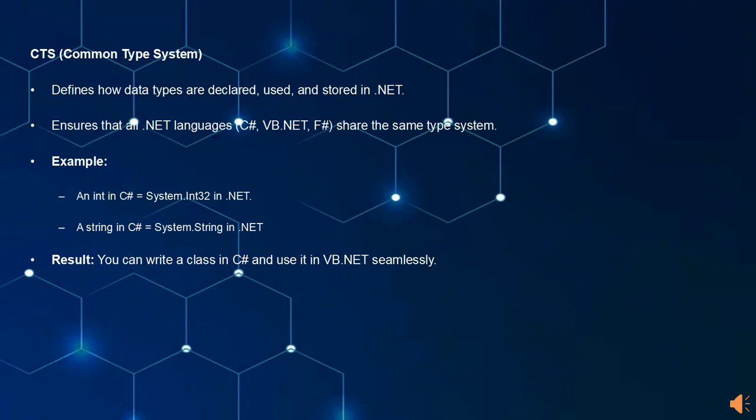Now let's understand CTS, the Common Type System. 1. Defines how data types are declared, used, and stored in .NET. 2. Ensures that all .NET languages, C#, VB.NET, F#, share the same type system. For example, an int in C# equals System.Int32 in .NET. A string in C# equals System.String in .NET. This means you can write a class in C# and use it in VB.NET seamlessly.